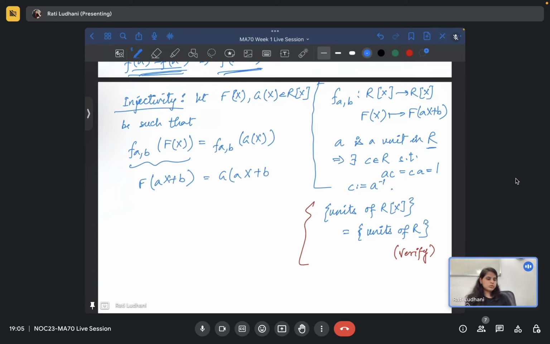Okay, so what should we do? Can anyone tell me? We have this condition for all elements of the type ax + b. Now you need to show, from this condition, that f(x) is equal to g(x). So what should we do? Can anyone tell me?